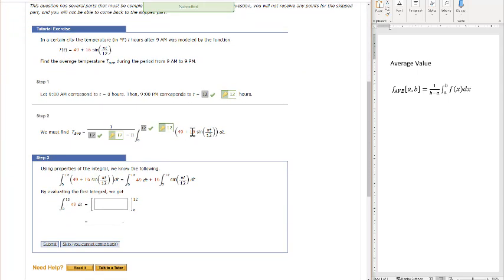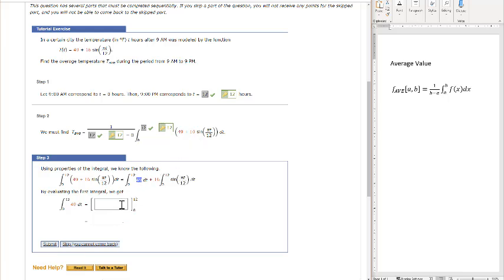Now this function has two terms in it. It has a 49 and a function 16 times sine pi t over 12. So we're going to split that up, and first we're going to integrate 49 dt, and then we'll integrate the sine function. We'll move the coefficient outside.